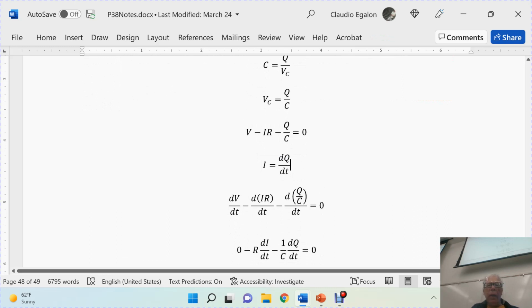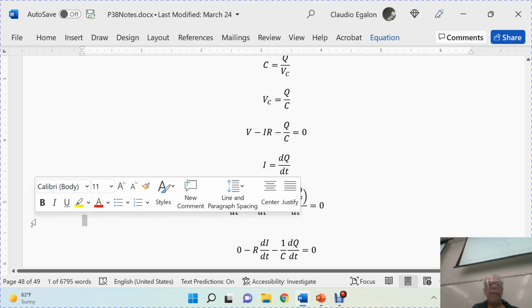So we go ahead and, let me see how I did that. We keep this value here in your head. And then what we're going to do next is differentiate both sides of this equation with respect to time. That's what I did here.